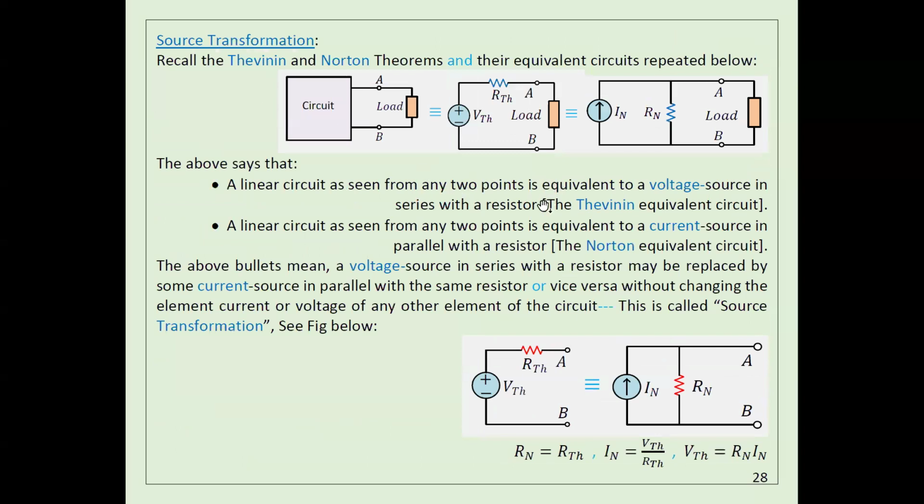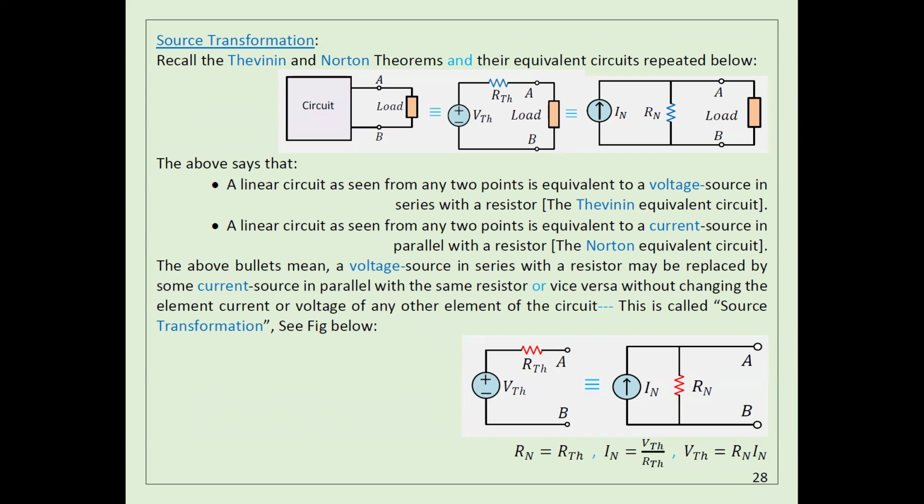Yeah, so source transformation means, if the source is a voltage source, it doesn't need to be Thevenin. It may not be just a source. Be careful here, because maybe you are going to be confused. What I'm saying is, if you have this Thevenin or Norton, this circuit is equivalent to this one, and this one is equivalent to this one. But I'm very clear, it does not need to be Thevenin. It may be a normal source.